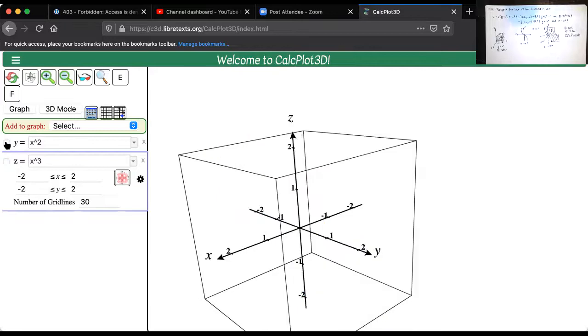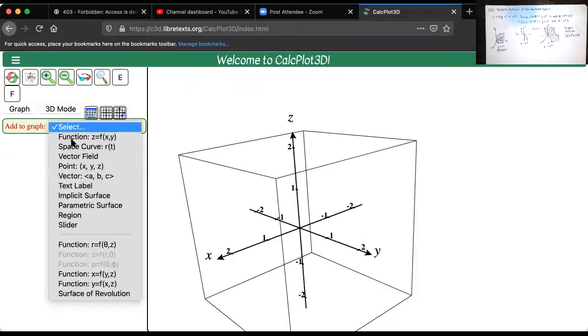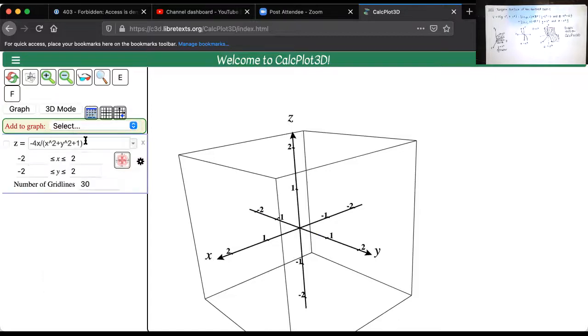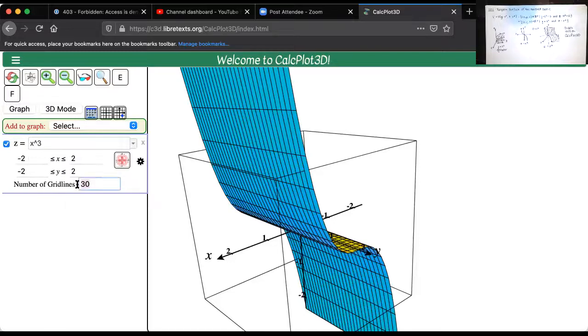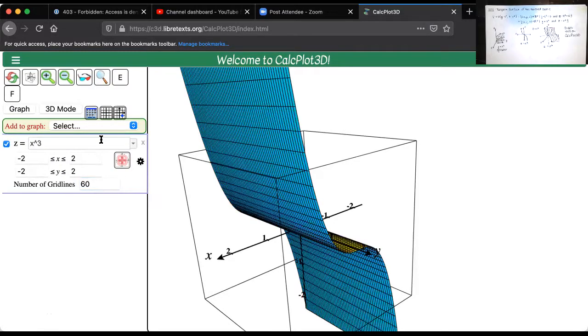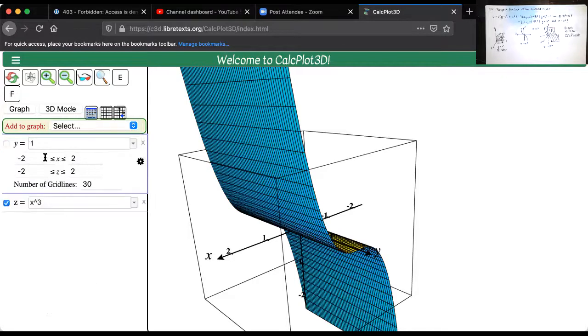Now, let's graph both of these at the same time. Oops, that was not my intention. And let's use 60 grid lines. And then let's go to y equals a function of x and z. Let's use x squared. And let's use 60 grid lines here as well.